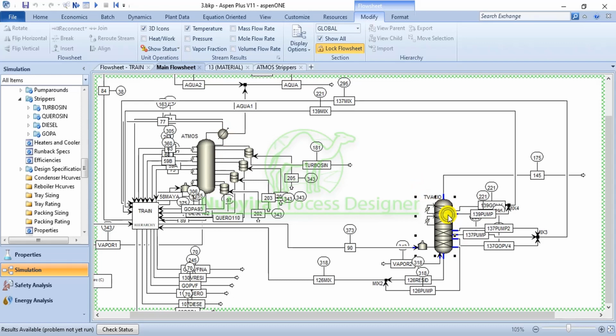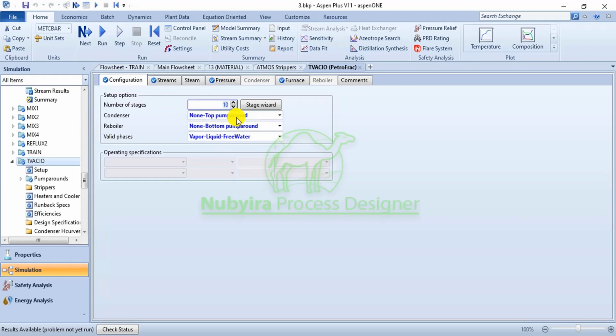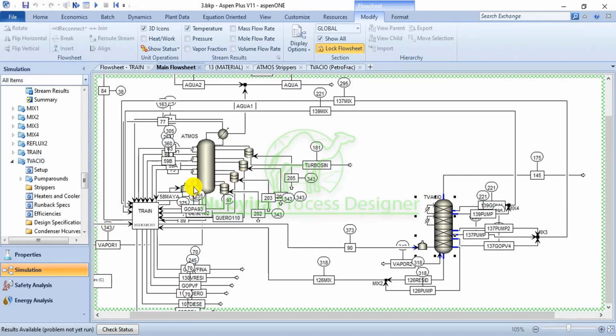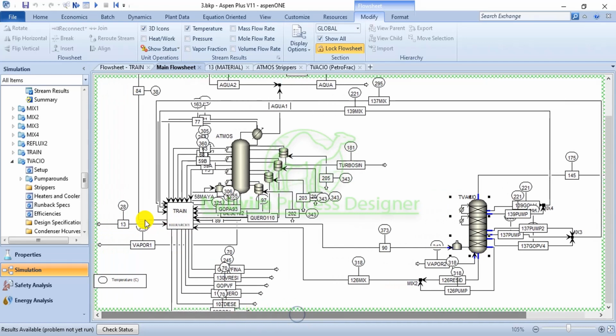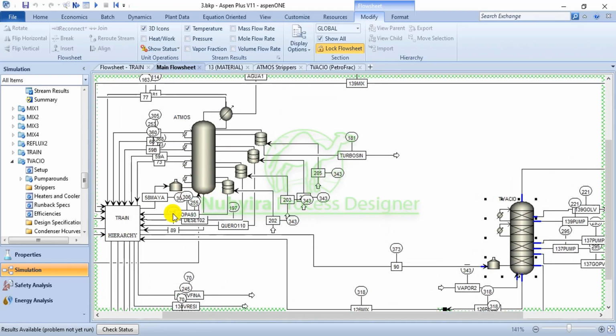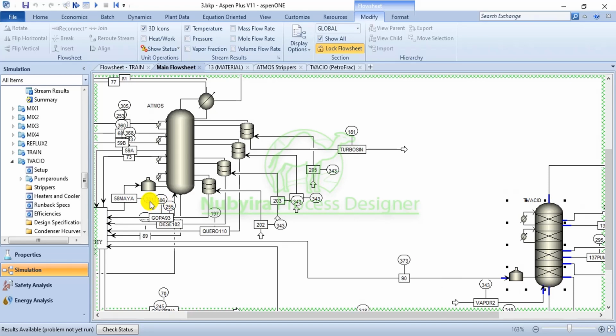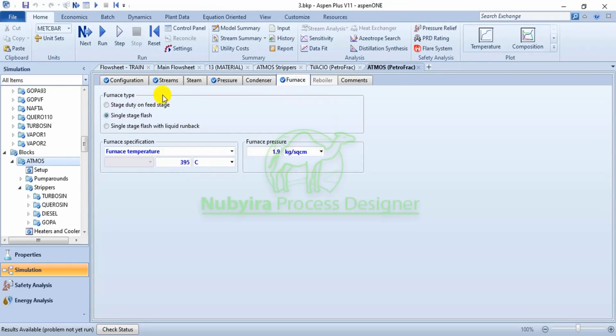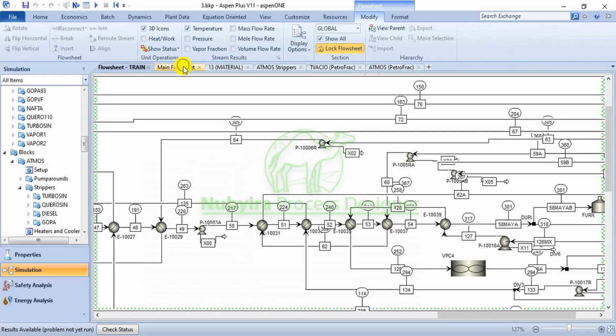For this we have a top pump around for our condenser, and it's also having a furnace. So then I specify the furnace temperature for the column. The main point of interest is that the crude is coming at a typical room temperature of 13 degrees Celsius, and we need to increase the temperature of the crude to a very high temperature because the furnace temperature is 395.